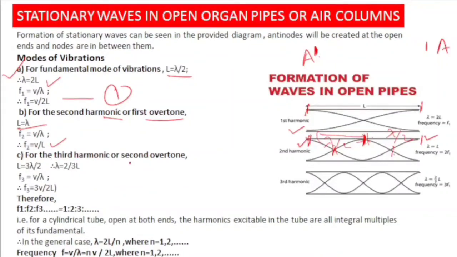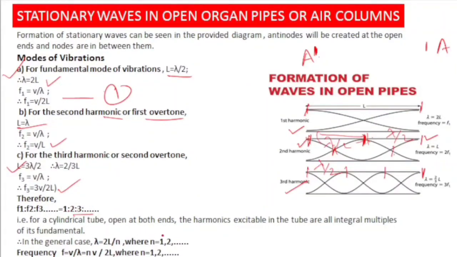In the same way, the third harmonic, again here 1, 2, 3 and 4 antinodes are formed. And the distance between 2 antinodes is always lambda by 2. So here 3 lambda by 2 is there. So L equal to 3 lambda by 2. In this way you get F3 equal to this one. And the ratio of these frequencies is 1:2:3.